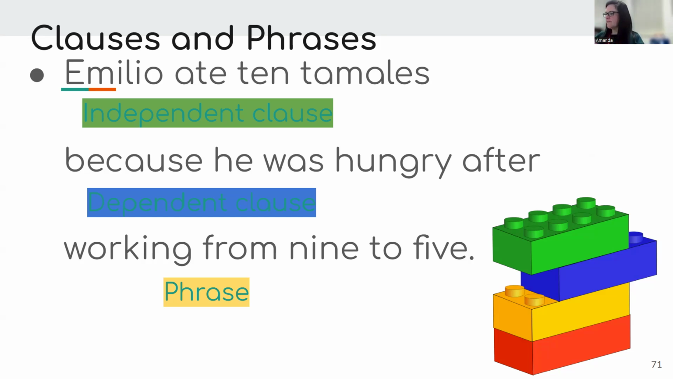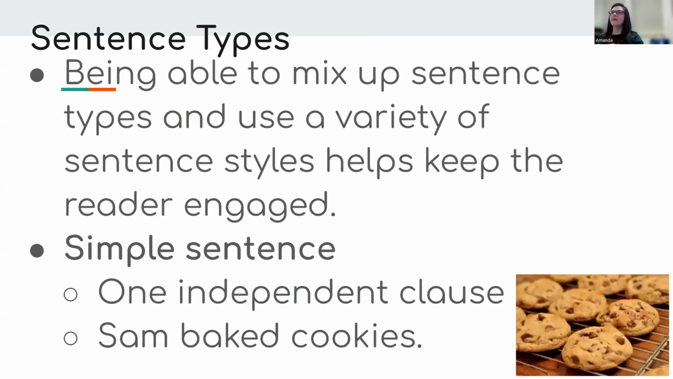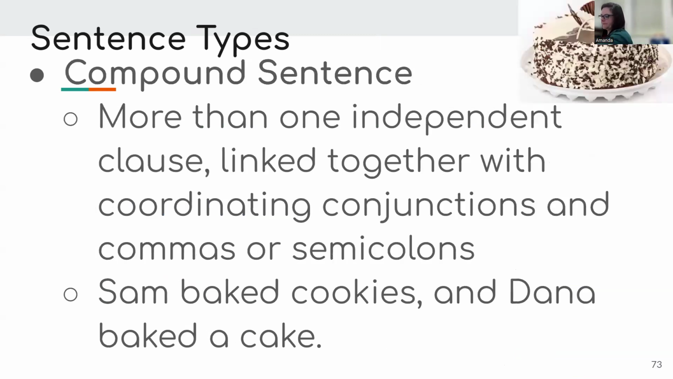So now we have sentence types. Being able to mix up sentence types and use a variety of sentence styles helps keep the reader engaged. So we have a simple sentence. This just means one independent clause. Sam baked cookies. Perfect simple sentence here.